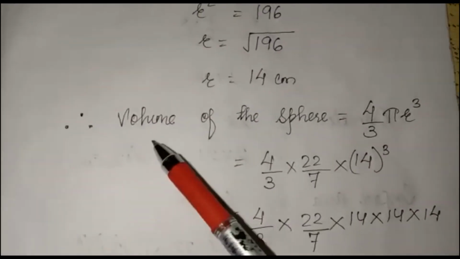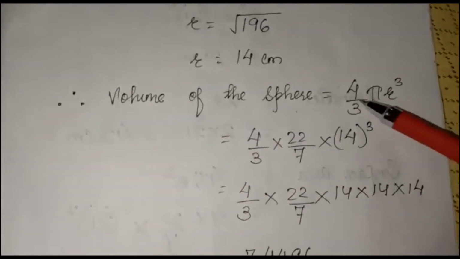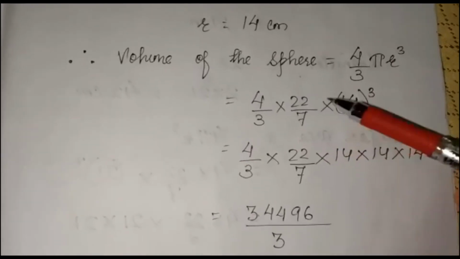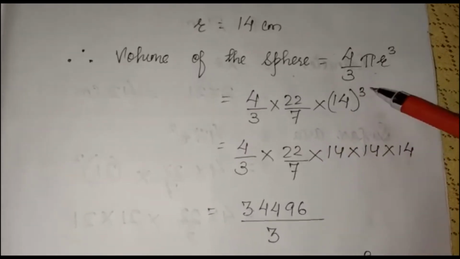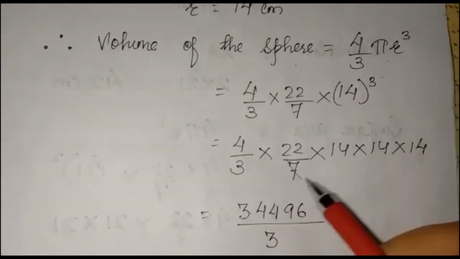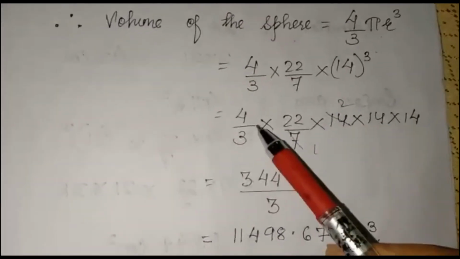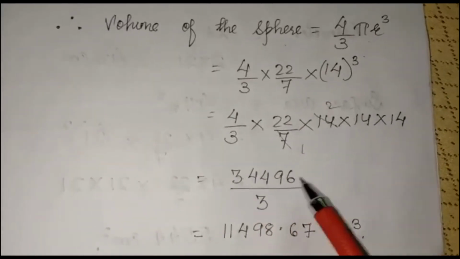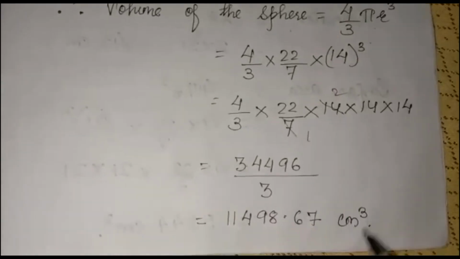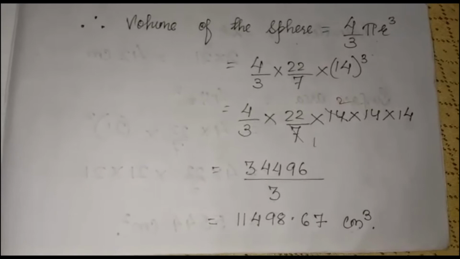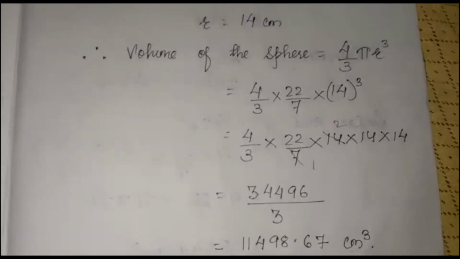Now we have to find volume. Volume of the sphere is 4 by 3 pi r cube. 4 by 3 into pi is 22 by 7 into r is 14 cube. So 14 cube is 14 into 14 into 14. Now you can cancel. 7 1s are 7, 7 2s are 14. So when you multiply this numerator, you will get 34,496. Then divided by 3. So on division, you will get 11,498.67 centimeter cube. So this is the volume of sphere.